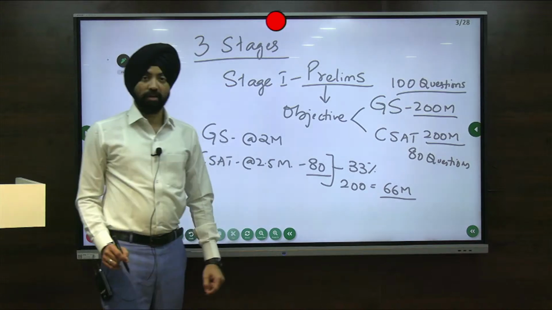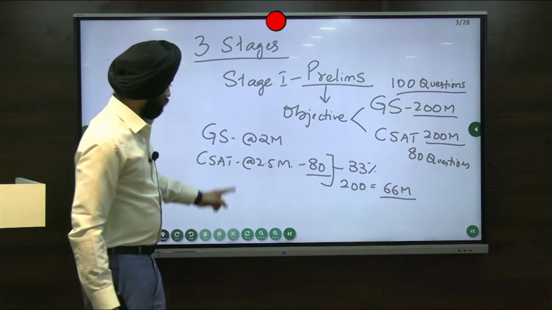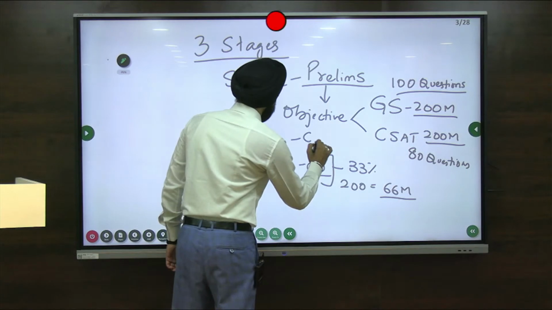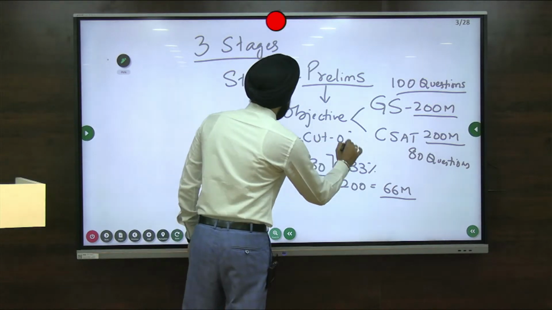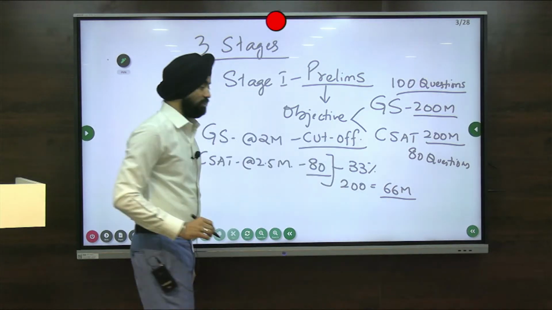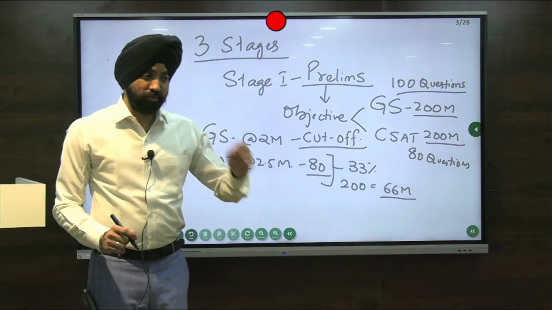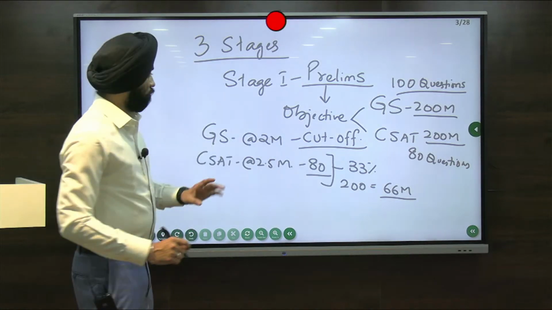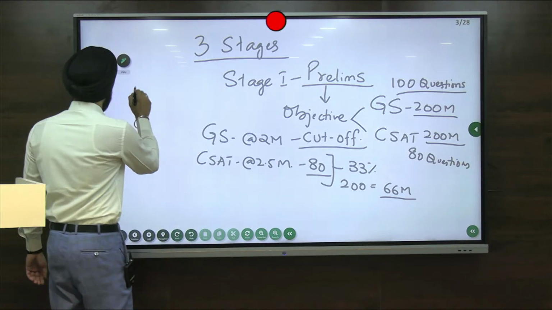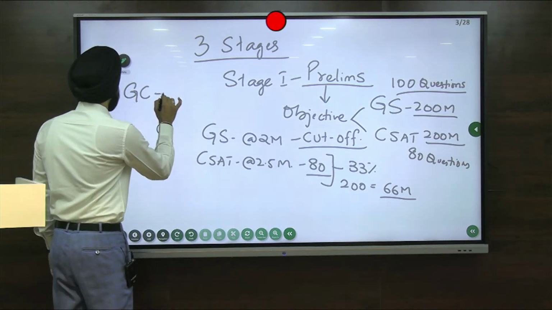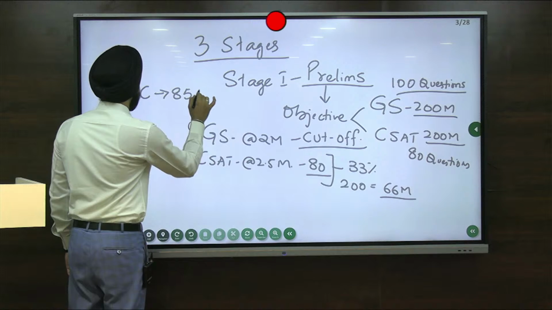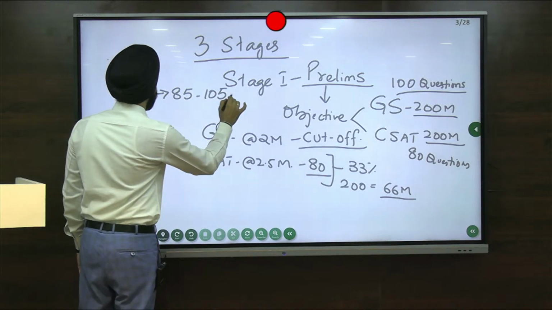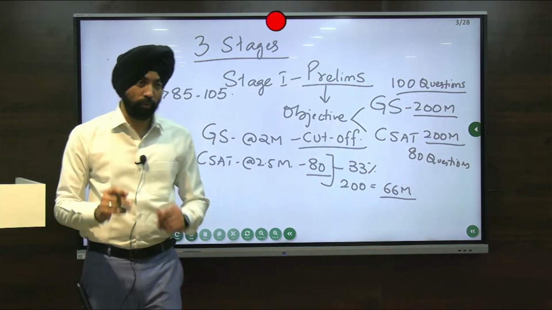But when it comes to the GS paper, the qualification is based on something known as the cutoff. How the cutoff is determined, we will not get into that. For the general category students, the cutoff varies anywhere between 85 to 105. This is the range where the cutoff is determined.